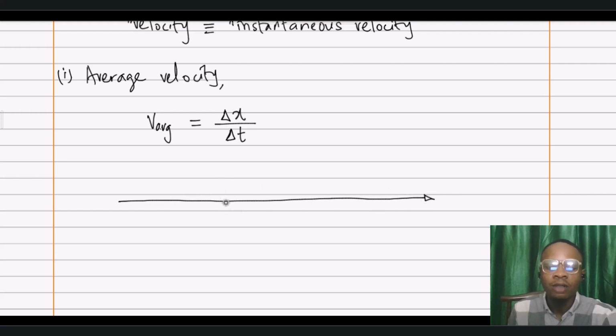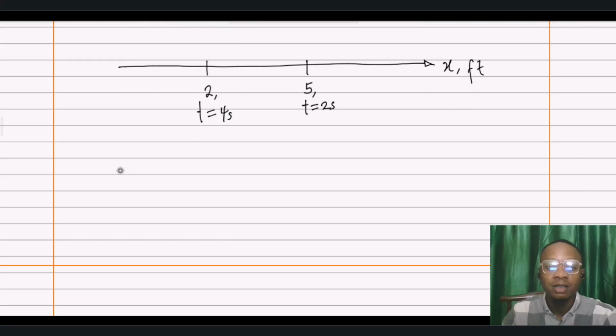So let's say that at time t equals 0, the body was here. This is position coordinates. Let's say the position coordinate here was 5. This is the x coordinate, and let's say this is in feet. Later on the body moves in this direction so that the coordinate here is 2. Let's say this happened at time t equals 2 seconds, and this occurred at some time t equals say 4 seconds. So in this case, how do we get the displacement?